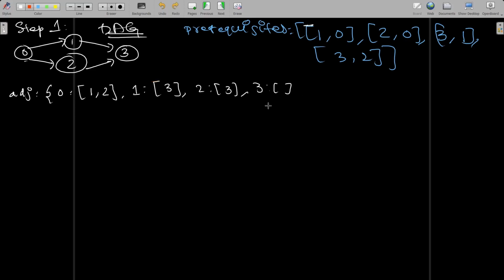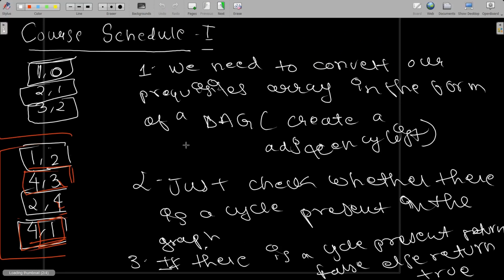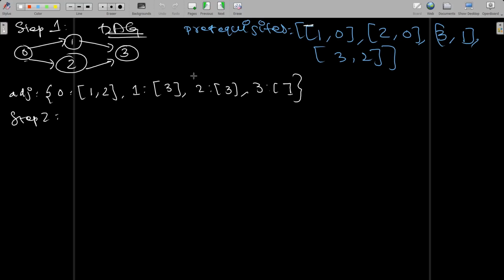Now let's move on to the next step. The second step said to check whether there is a cycle present in the graph. How can you check that? We already discussed that we can use topological sorting with the DFS algorithm to figure out whether there's a cycle present in the graph. So let's perform a topological sort over here and see what happens.